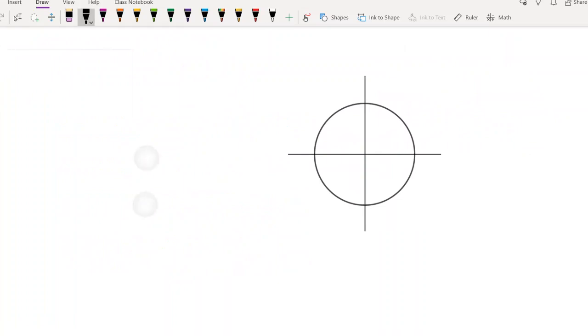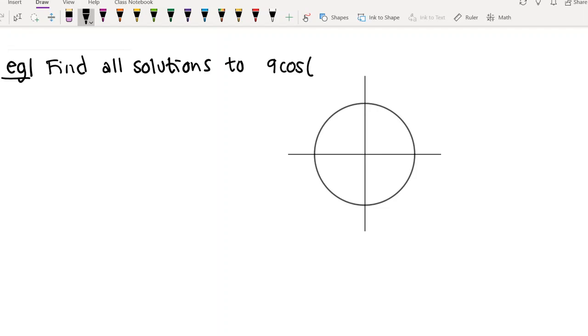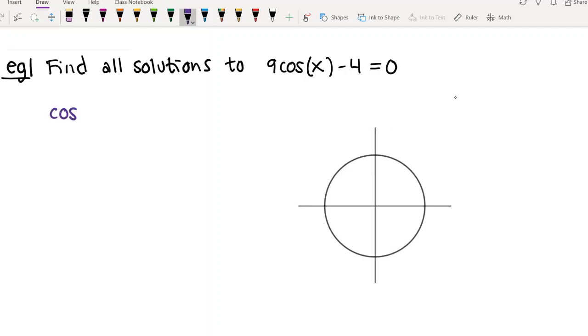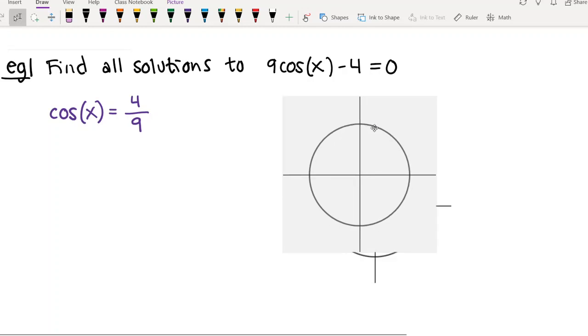Okay, so we're going to solve basically the same equation, but with cosine instead. Find all solutions to 9 times cosine of x minus 4 is equal to 0. We already know how this one goes based on the warm-up, right? If you isolate, you're going to get cosine of x is equal to 4 over 9. And so that means we're looking for angles on the unit circle where the x coordinate is about equal to 4/9.